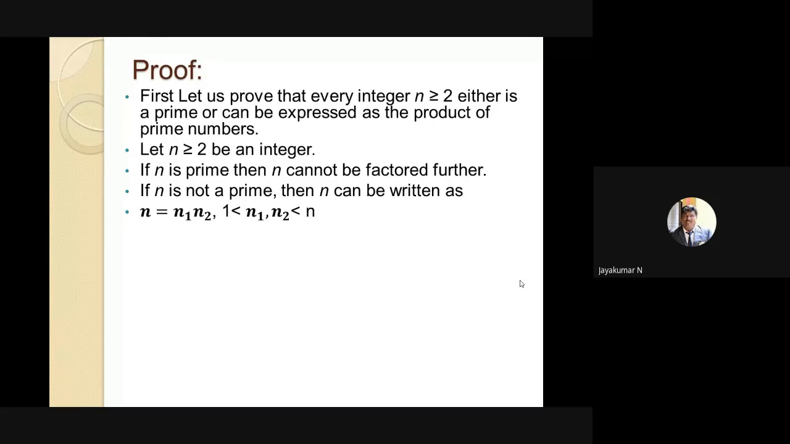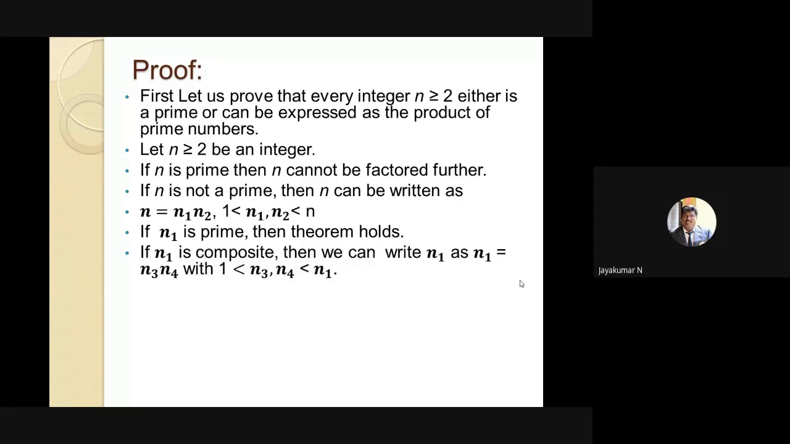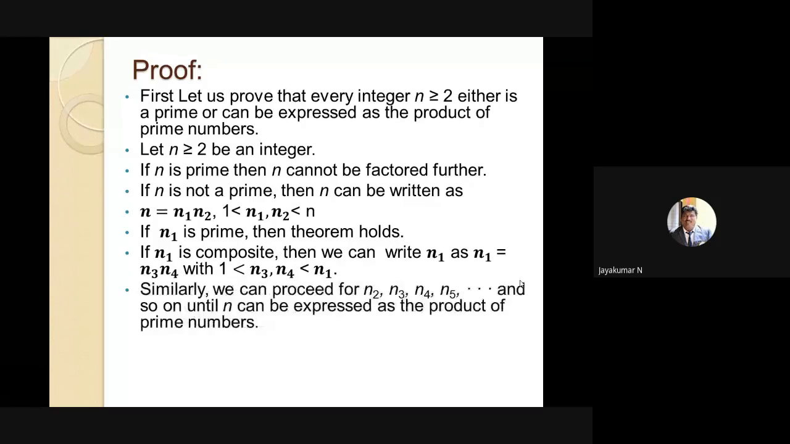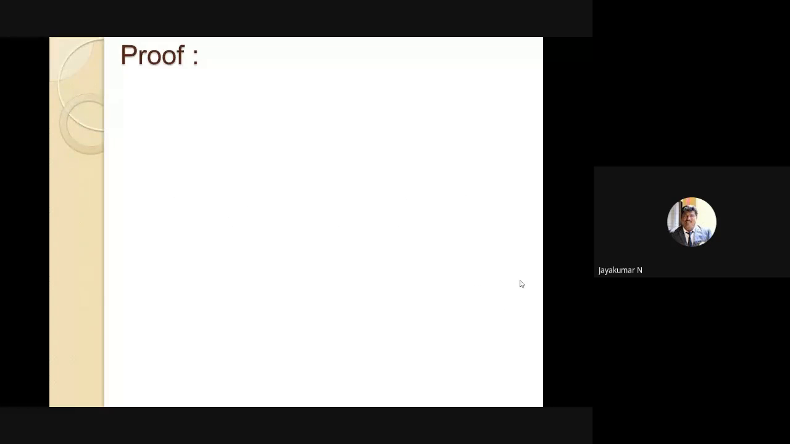Okay, so n can be represented as n1 times n2, where n1 and n2 are greater than 1 and less than n. If n is prime, the theorem holds good. If n is not prime, again n can be factorized into n3 times n4, where n3 and n4 are greater than 1 and less than n1. Similarly, we can proceed for n2, n3, n4 and so on until n can be expressed as the product of prime numbers. So now I have proved the existence part.